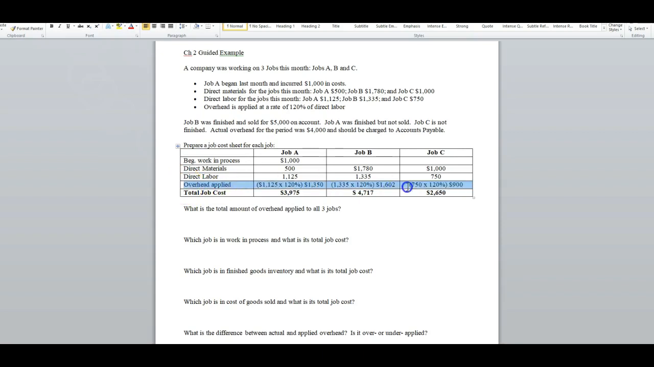That means this line right here. So we're just going to add the overhead from job A, B, and C together to get the total amount applied to the job. So job A was $1,350. Job B was $1,602. And job C was $900. For a total amount of overhead of $3,852 overhead applied.